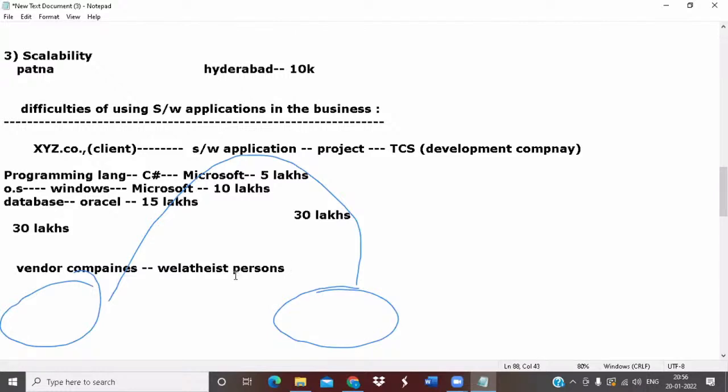Who are the wealthiest persons in the market? Vendor company owners. Tell me, who is Bill Gates? Microsoft owner. Yes or no? Speak out. Who is Larry Ellison? Oracle company owner. Mark Zuckerberg, Facebook owner. Who are these people? Vendor company owners or not? Vendor company owners are the wealthiest persons in the world because they are getting more business, more profit than clients as well as development companies.